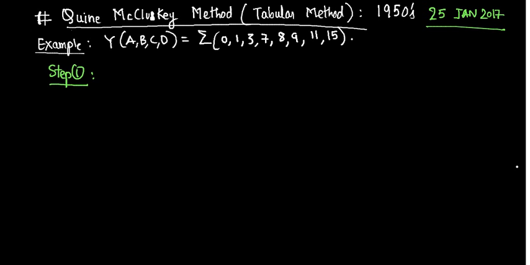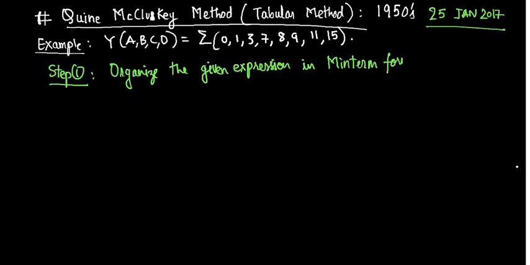So organize the given expression in min term form, or summation form, or SOP form, and so on. All right. Step 2. Now we already have that, so just ignore that step. After this, you represent each and every min term with binary representation.